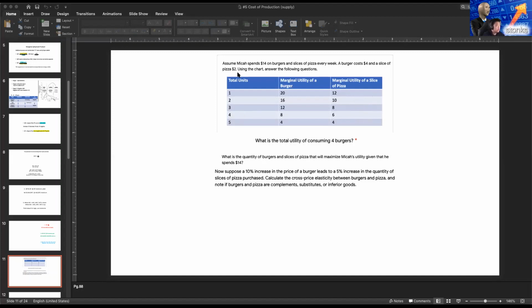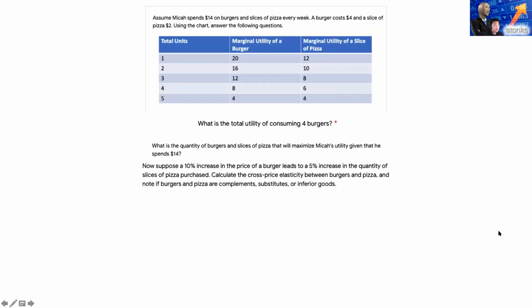Okay, I was just trying to fix my tablet, but it doesn't seem like it worked. So let's go over this problem right now. So we have our graph here. So let's first read the question.